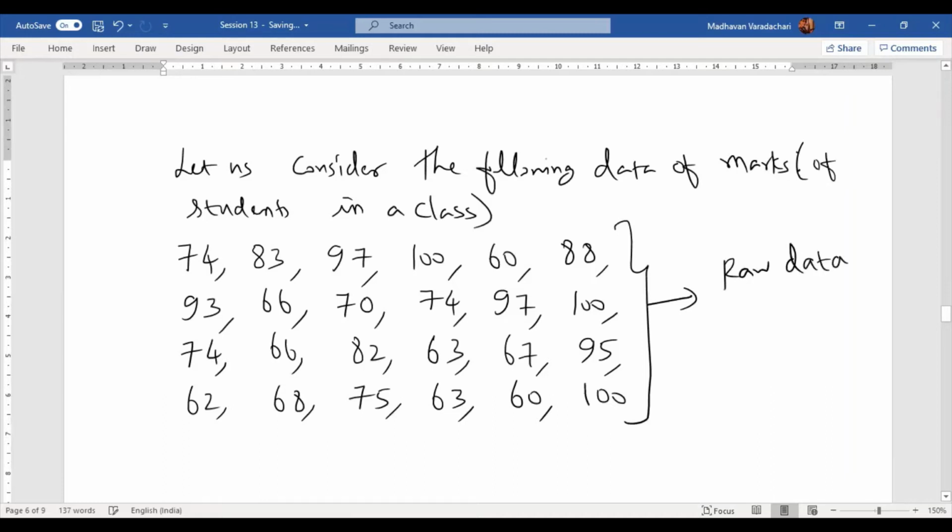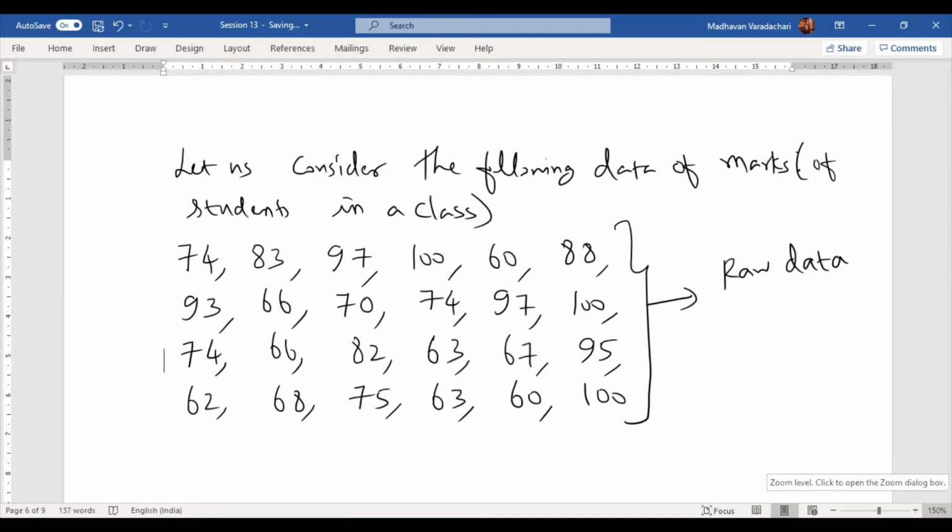Raw data. Why am I saying raw data? There is nothing like a count calculated. Here, how many times is 74 coming? Here also it is coming, here also, here also. 1, 2, 3. 74 is coming 3 times. Similarly, you may notice 100 is coming 3 times. That is not captured like that. Whatever the data is, you simply wrote it. That is why you call it raw data.